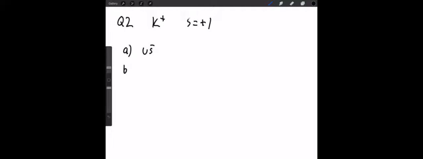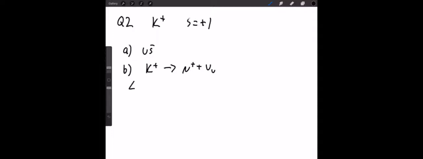Part B, we have a kaon, positive kaon, that's decaying into a muon, positive muon, and a muon neutrino. And we need to show that lepton number is conserved in this decay. So let's do what's called the BLQ table. So that's your baryon number, your lepton number, and your charge. We just want to look at lepton number.